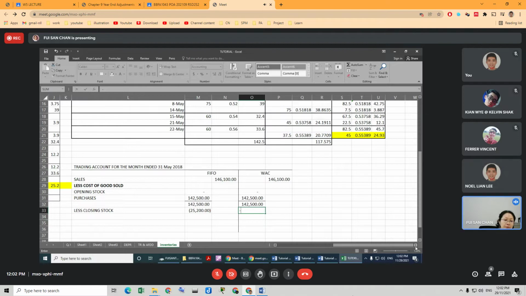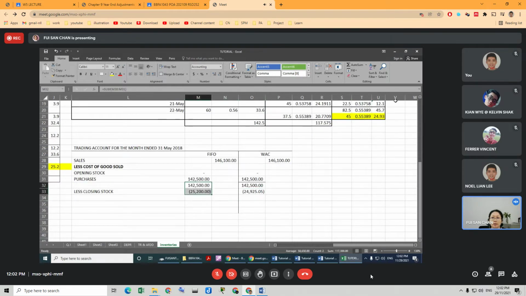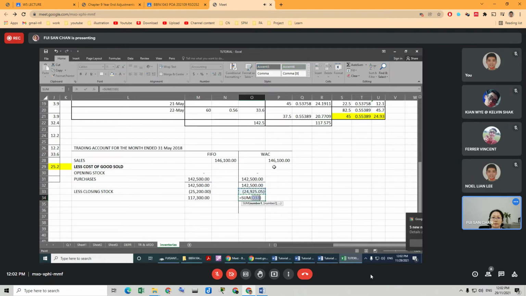24.93. Okay, so it's actually this number times 1000. So it's actually this one, with decimal everything, right? So now we need to minus. Okay, we need to minus. So this is the number. Correct? We need a minus. So we got this number.